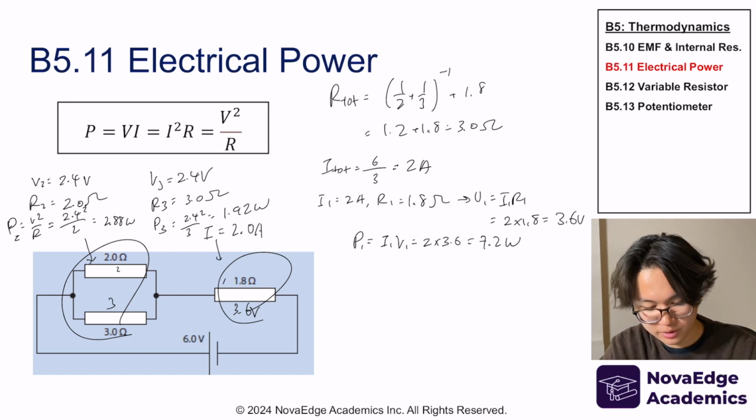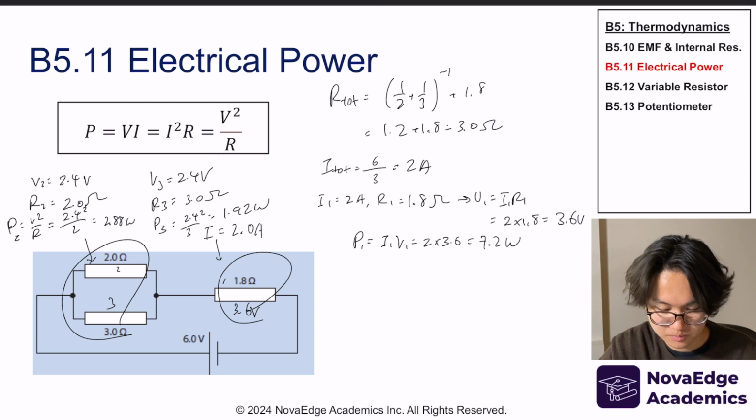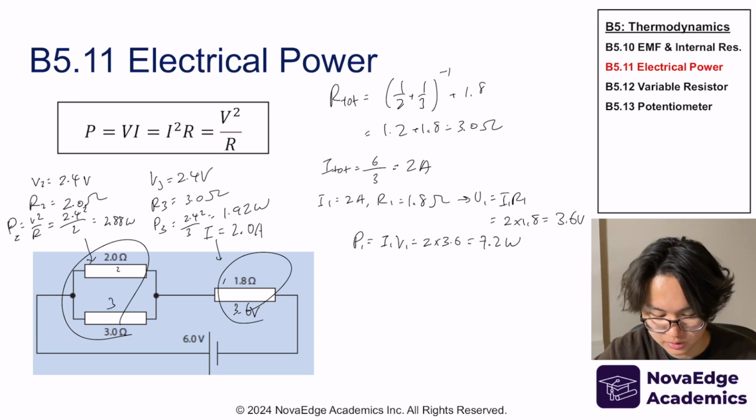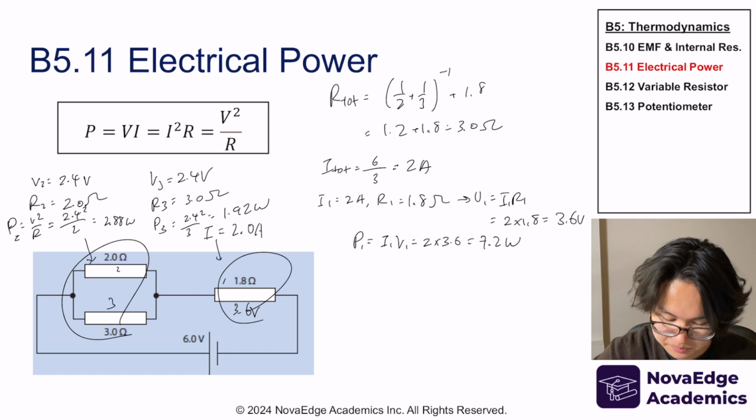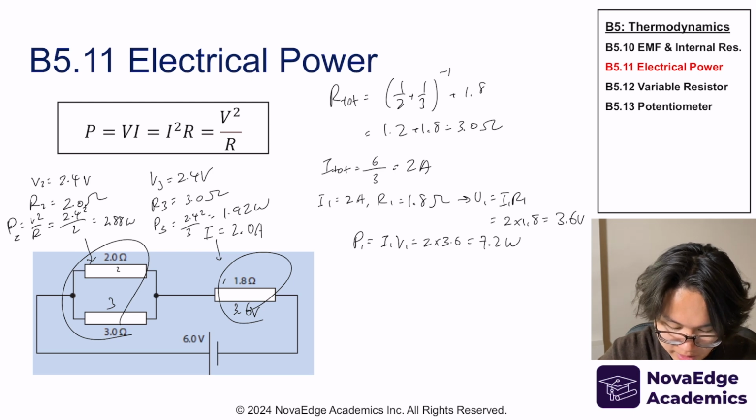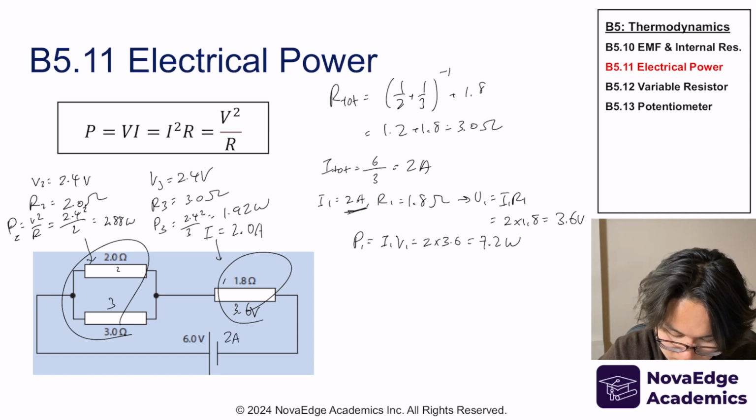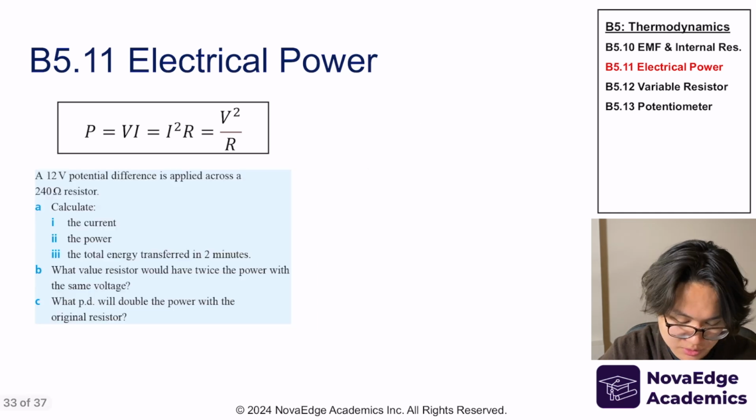So electrical power is, you can use this and find the electrical power in all of the resistors. Okay? By the way, if you want to talk about the power of the battery, you can also do the same thing. I know the current is equal to 2 ampere, right? So 2 ampere times 6, that's 12 watts. Okay, let's do another practice problem.